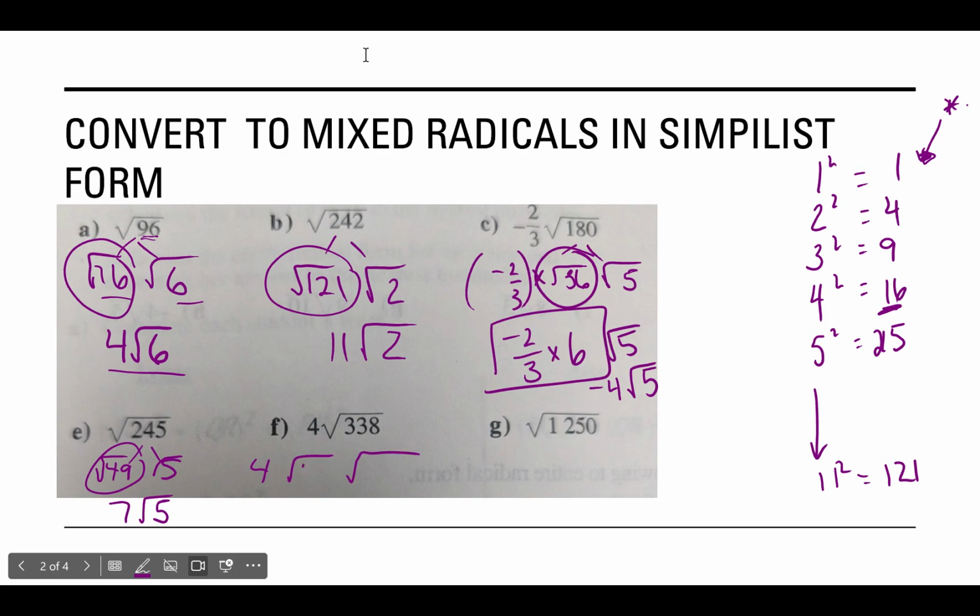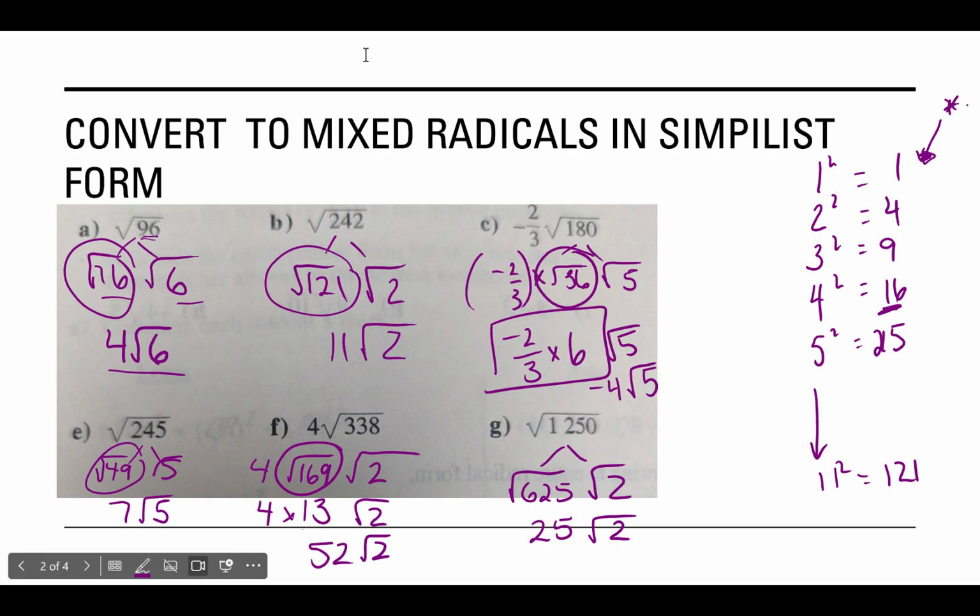This one would be 169 times the root of 2. And the root of 169 is 13. So we'll have 4 times 13 times the root of 2, and that will be 52 root 2. And then that last one, we get this really big number, which we might not see right away, and that's okay. Sometimes if you don't realize the biggest root, you just have to split it up further when you're done.